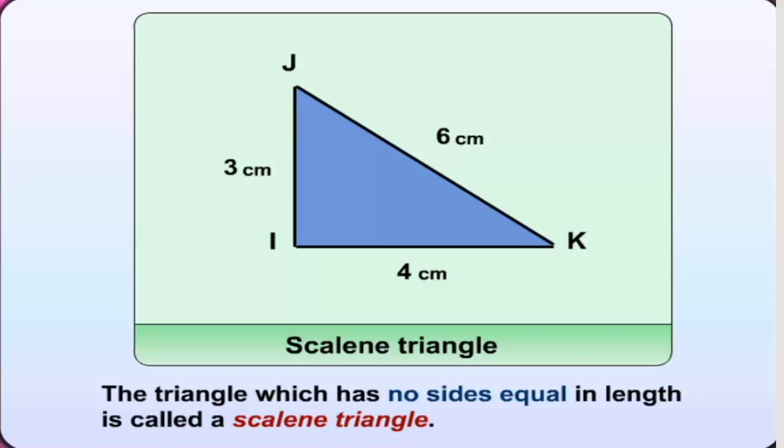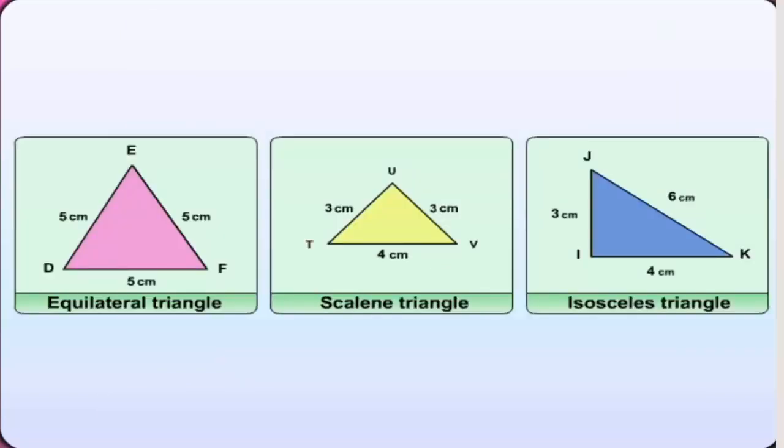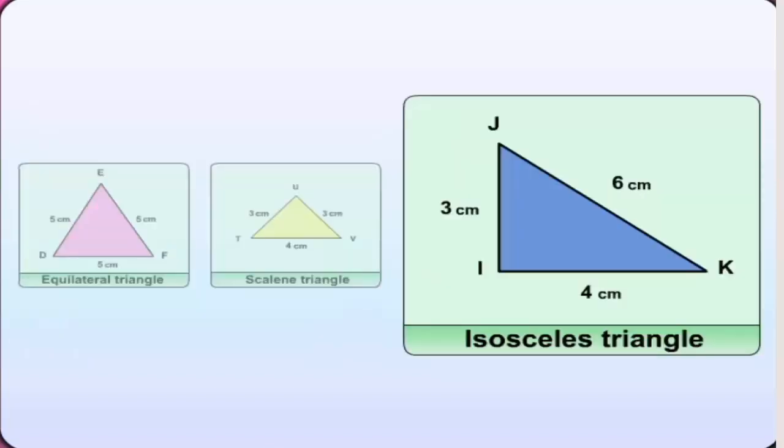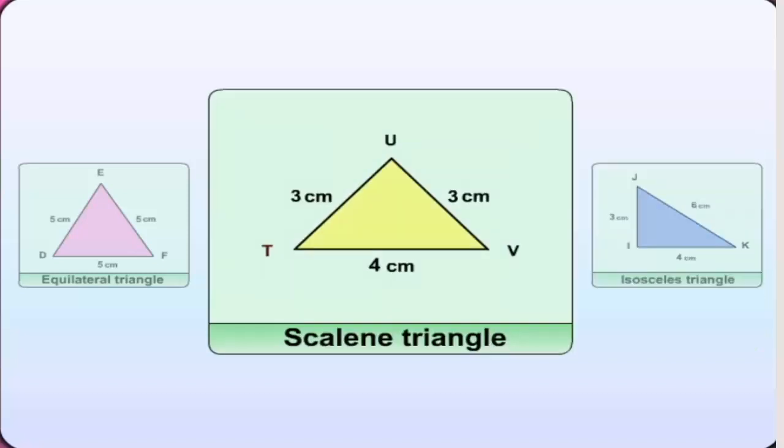Similarly, none of the sides of the triangle IJK are equal in length. So, the triangle IJK is also a scalene triangle. So, according to the length of the sides, the triangles can be categorized into 3 types: the equilateral, the isosceles, and the scalene triangles.